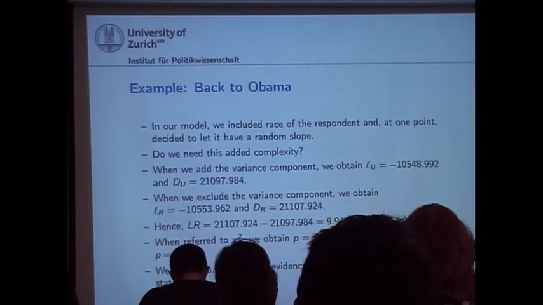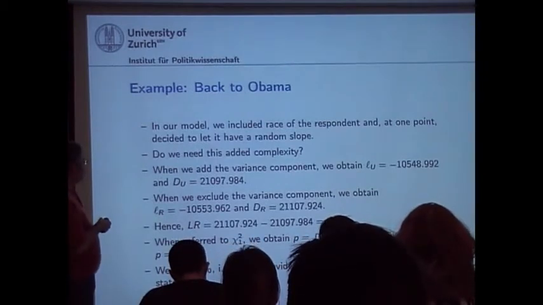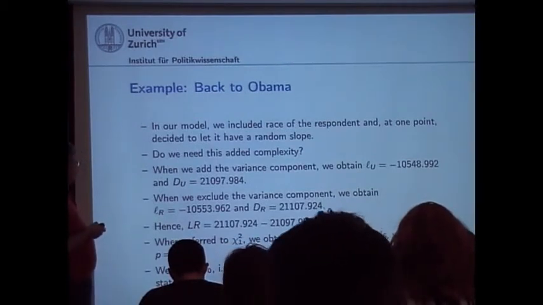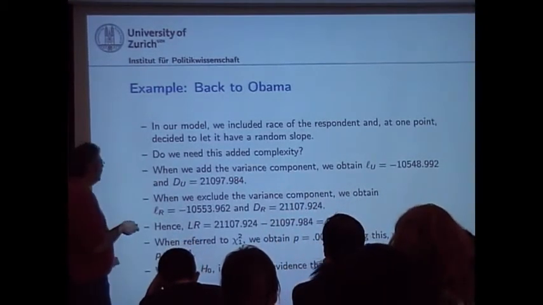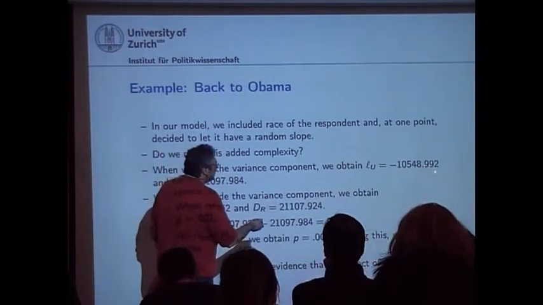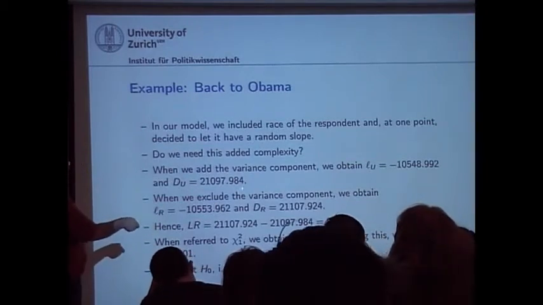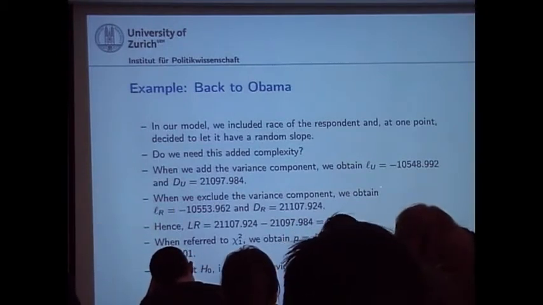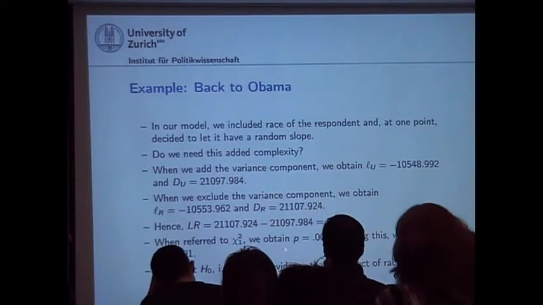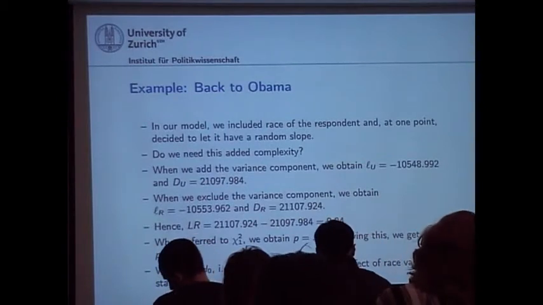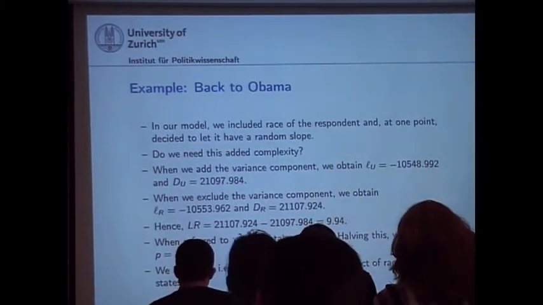So in our model, we included race of the respondent, and at one point decided to let it have a random slope. Do we need that added complexity? Well, when we add the variance component, we get this log likelihood with -2 times that being this deviance. When we exclude the variance component, we obtain this log likelihood with that deviance, and then you can perform the test. This, of course, means you have to do it by hand.